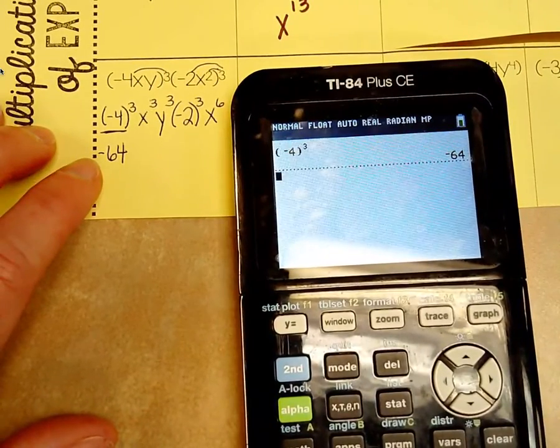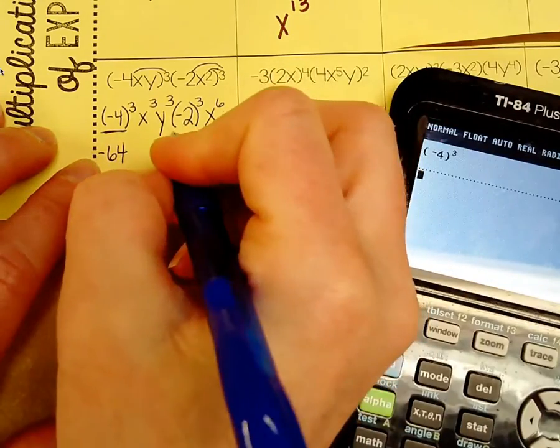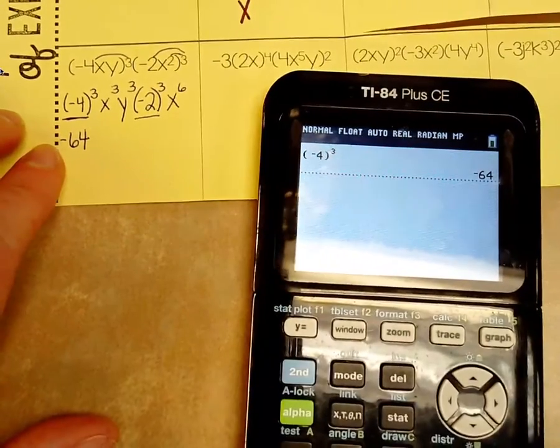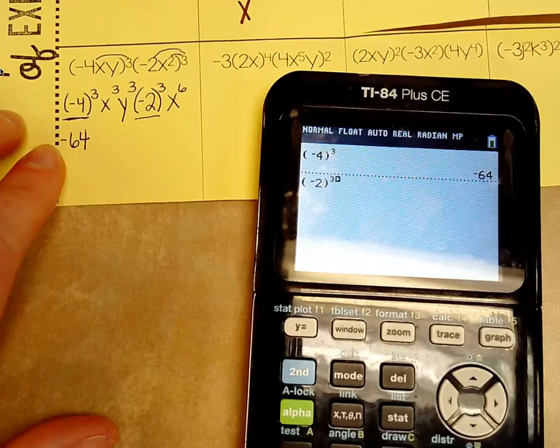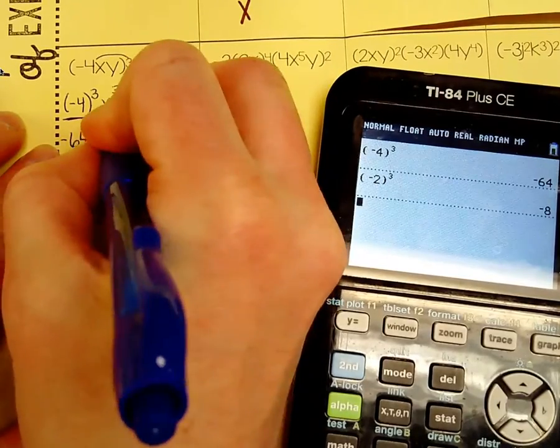-64. And let's go ahead and put them beside each other. What about this -2 raised to the 3rd? So times -8.